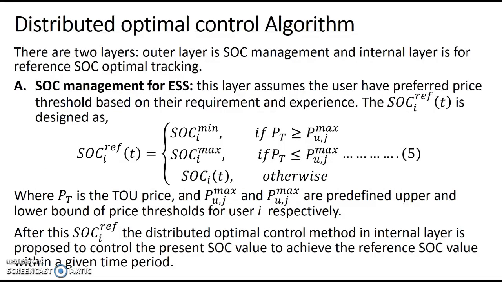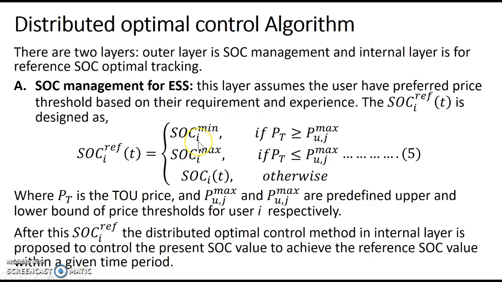Let's go to the distributed optimal control algorithm. There are basically two layers. The first is SOC management for the energy storage system. In this layer, assume that the users have a preferred price threshold based on their requirement and price, that is P min to P max. The SOC reference can be calculated this way.